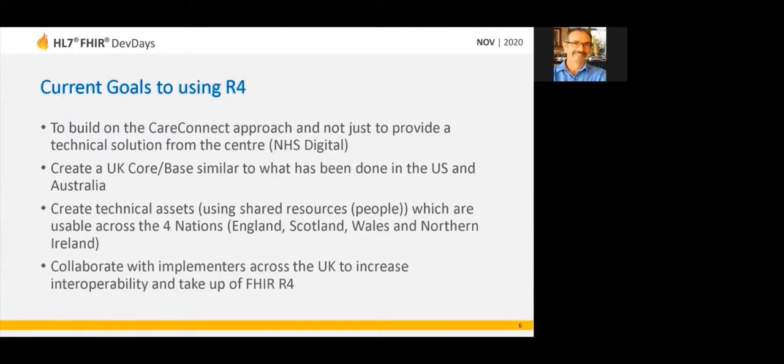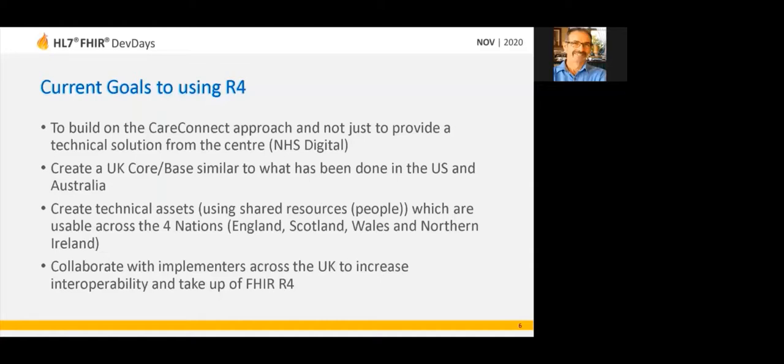So what are we trying to achieve? We want to build on the Care Connect approach and not just provide a technical solution. And this mustn't be from the centre, so we're looking for UK-wide collaboration across the borders of the 4 nations. We want to create a UK core or base similar to what has been done in the US and Australia.